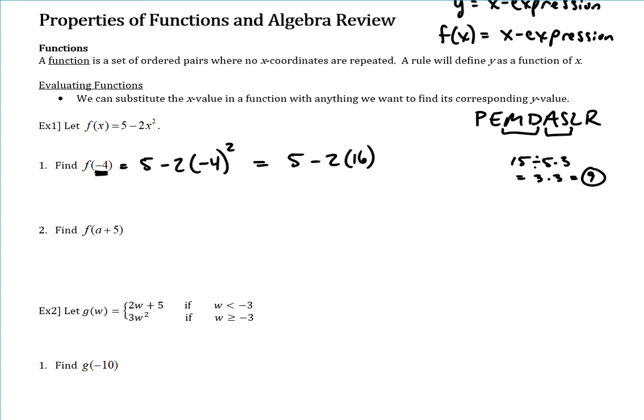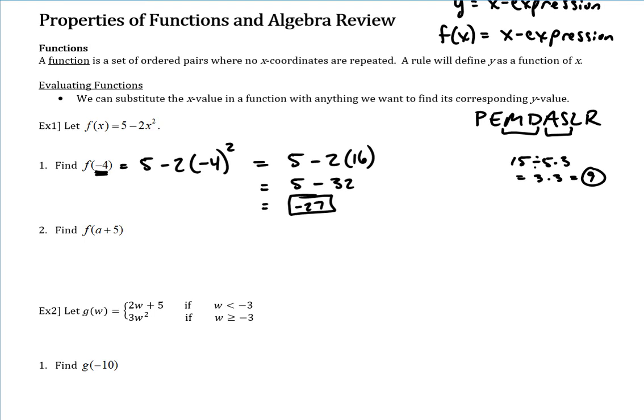Okay, and then we continue with the order of operations. Well, we have multiplication next. So 2 times 16 is 32. And then now we can finish it off with the addition or subtraction. Well, 5 minus 32 would be negative 27. Okay, so that's how we can break that down.